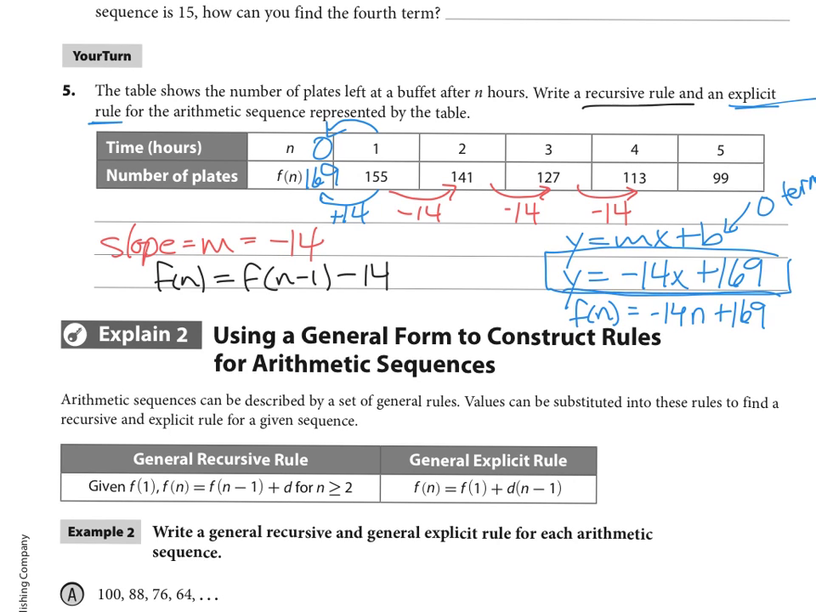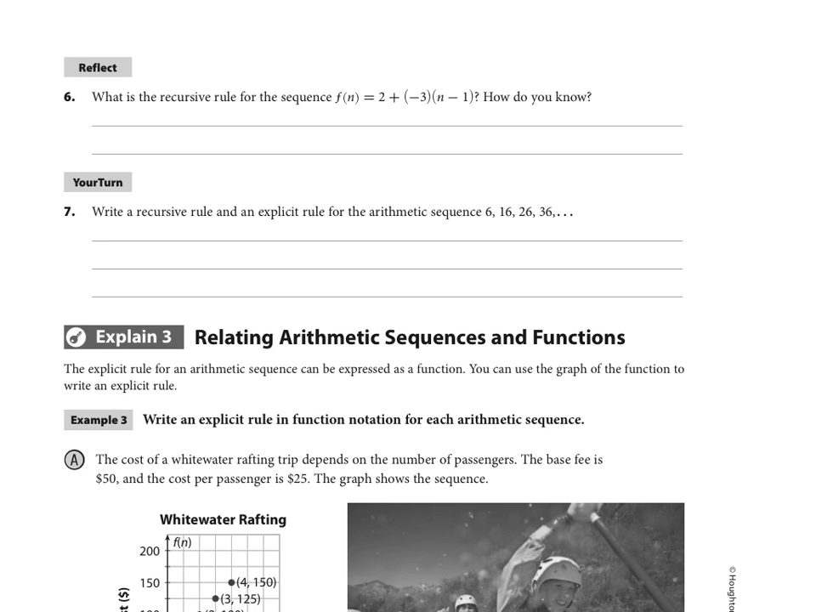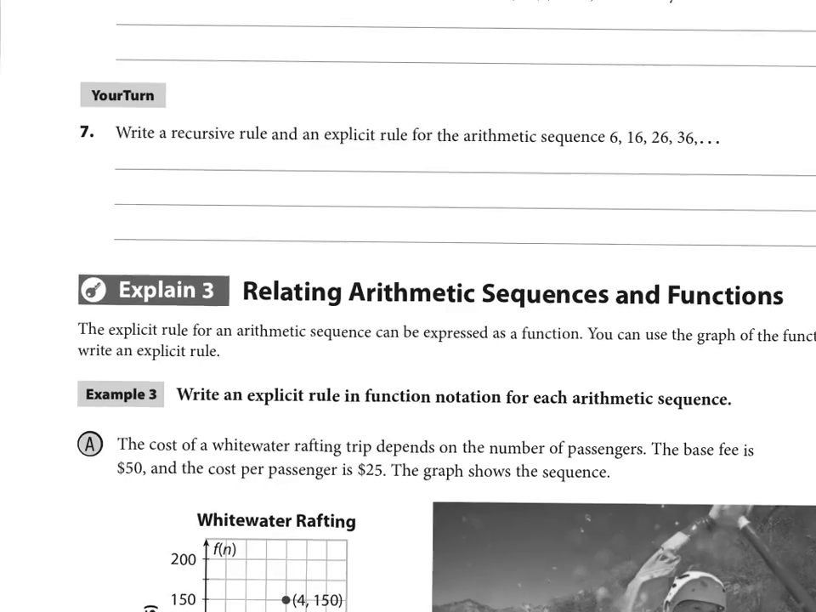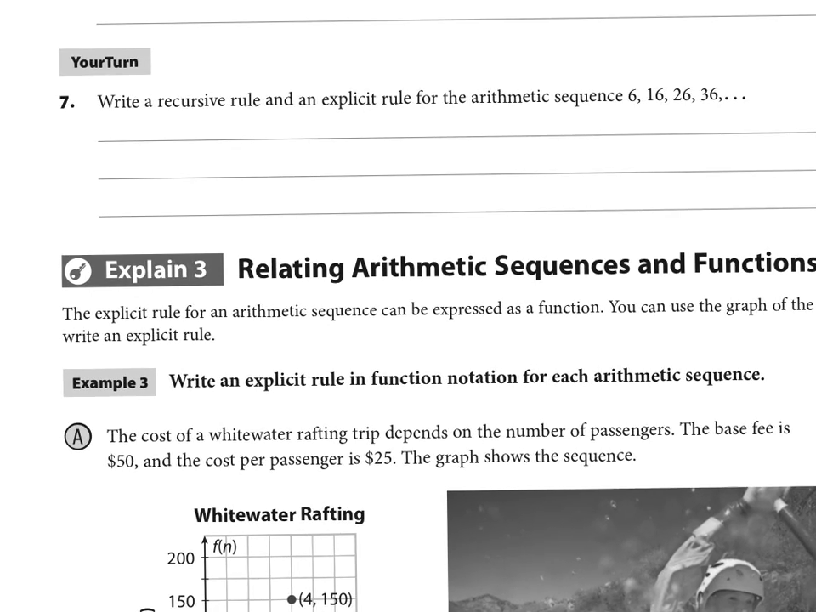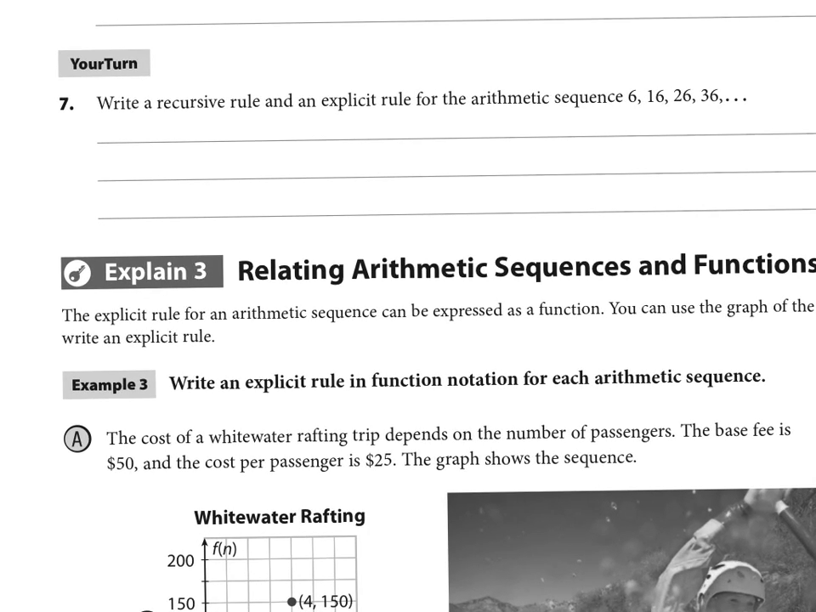That technically is the explicit rule because they're using function notation up here with the variable n. So on the test, you're doing the Your Turn problem, number 7. The only thing that has changed for this particular example is they're not using a table. But I'm going to make it into a table.